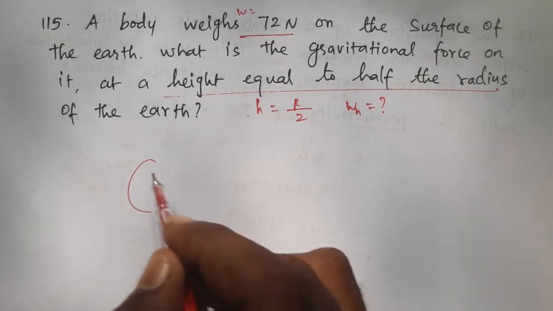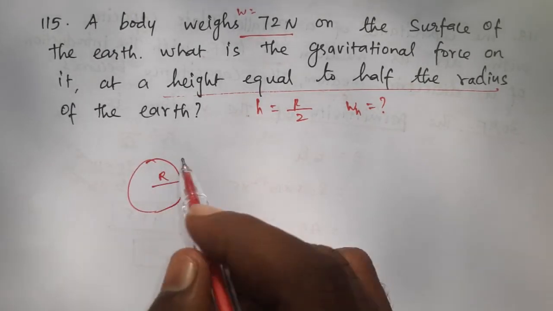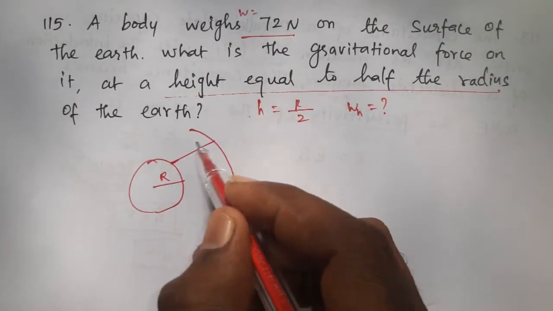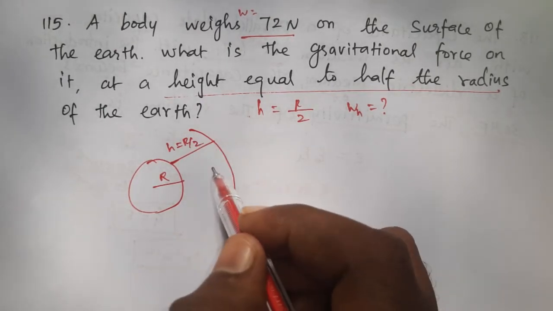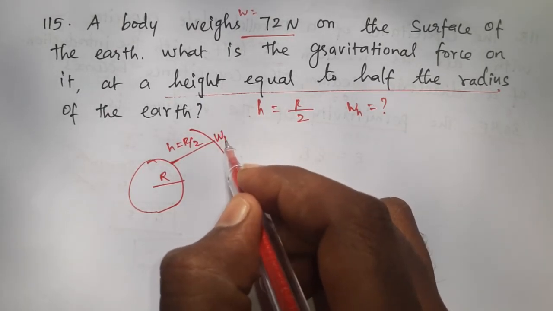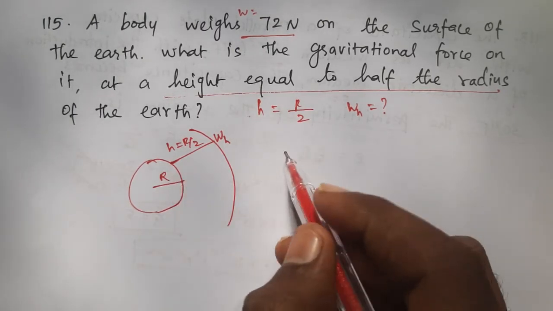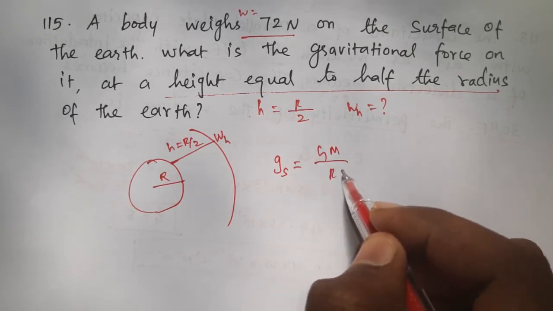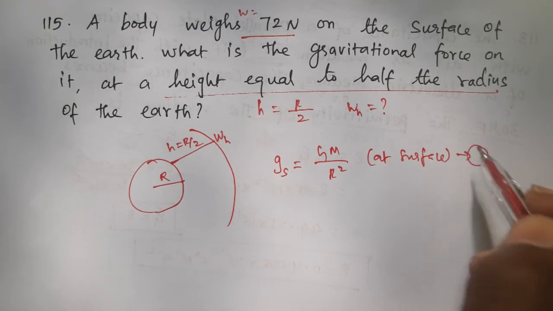Let us consider the radius of the earth as R. At a particular height, h is equal to R by 2. So at this height we are going to find the weight of the same body. On the surface, the acceleration due to gravity gs is equal to GM by R square. This is at the surface. Let it be equation 1.